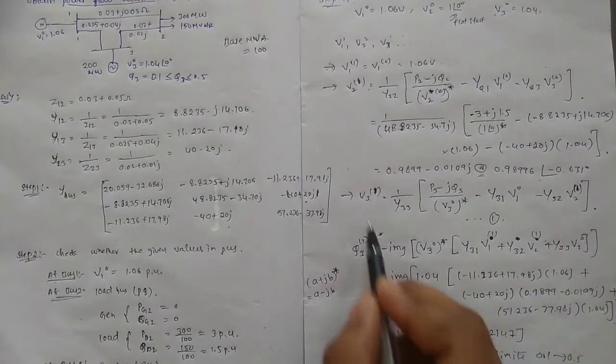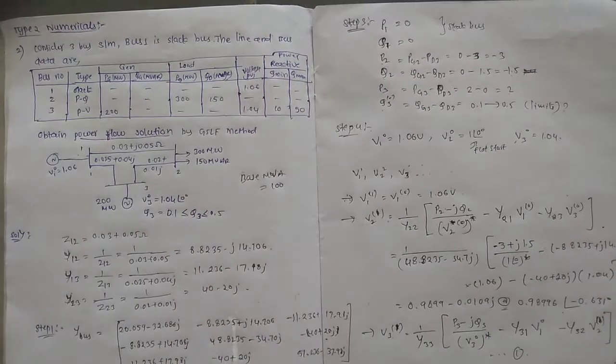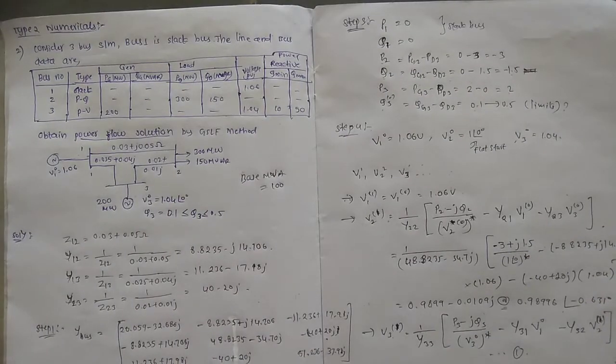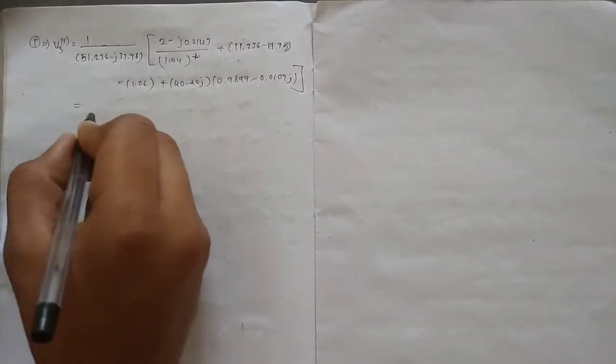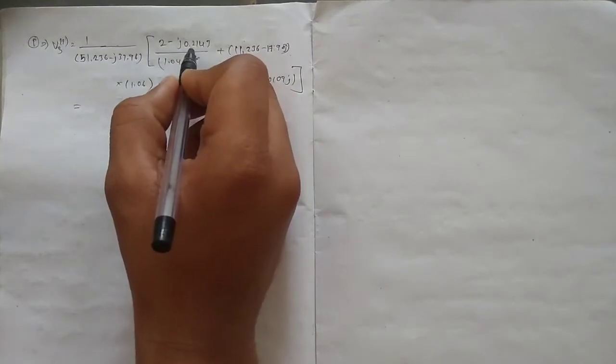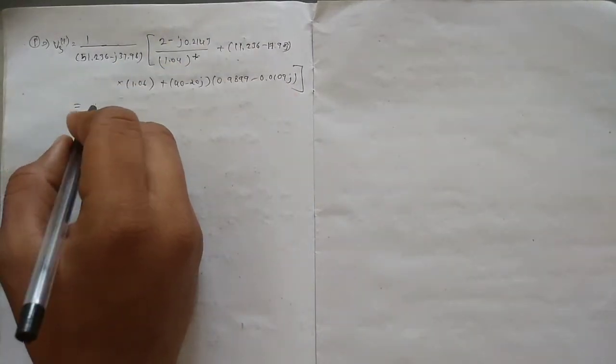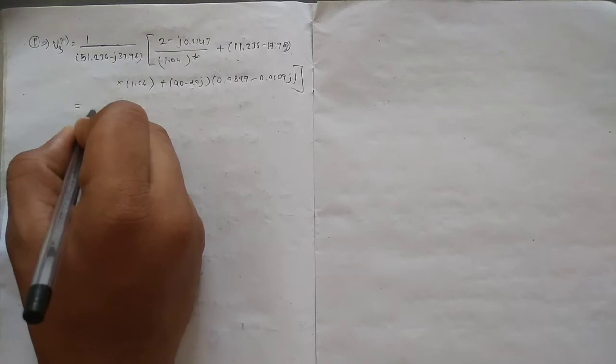Now this equation 1 can be written as, equation 1 implies v3 of 1. We need to substitute all those values, and we have p3 minus jq3 there, right? Where it is p3 minus jq3, we got q3 just now, and I have substituted all those values. Now this is q3, right? Okay, q3.